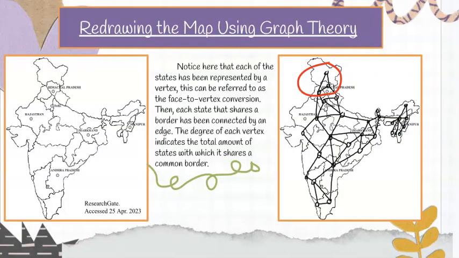So here is a redrawing of a map utilizing graph theory. This is a sample map of India, and notice that each of these states has been represented by a vertex, which, as you can see here, are each of these little individual circles, like in the Germany state map. And these can be referred to as a sort of face to vertex conversion. So each face, each individual state that you see on the left side map, is being depicted by a circle here. And the borders, where there are common borders, have been connected via an edge, which is just this line here. And this indicates how many states have a conjunction or a common border with one another through the amount of edges that come off of one vertex, being the degree.